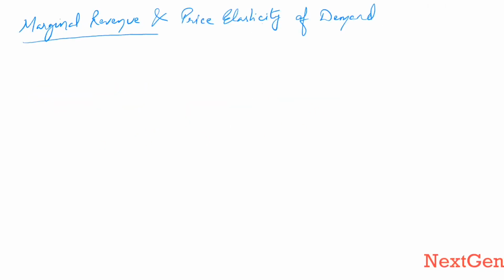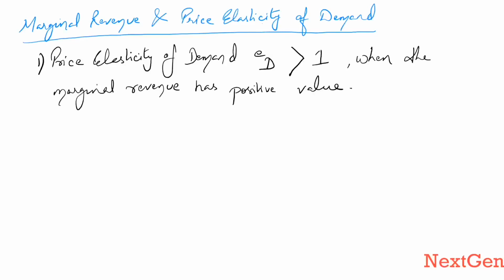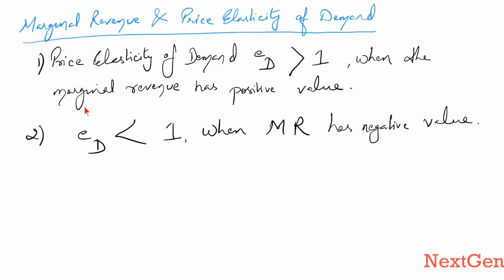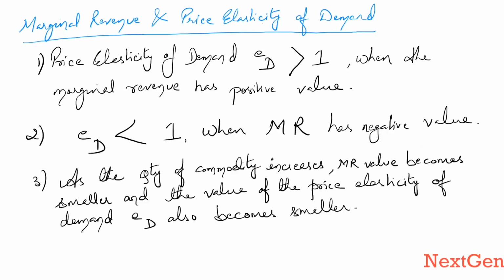Now let's understand what marginal revenue is and how it's related to price elasticity of demand. Price elasticity of demand, denoted by ED, is greater than 1 when the marginal revenue has a positive value, and the price elasticity of demand is less than 1 when marginal revenue has a negative value. As the quantity of commodity increases, the marginal revenue value becomes smaller and the value of the price elasticity of demand, denoted by ED, also becomes smaller.